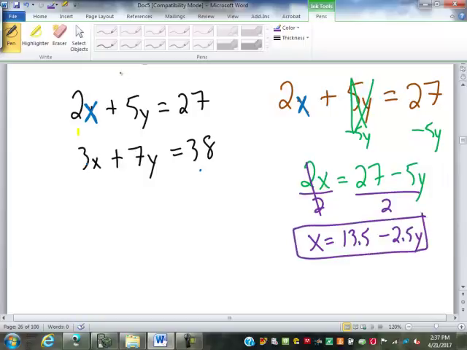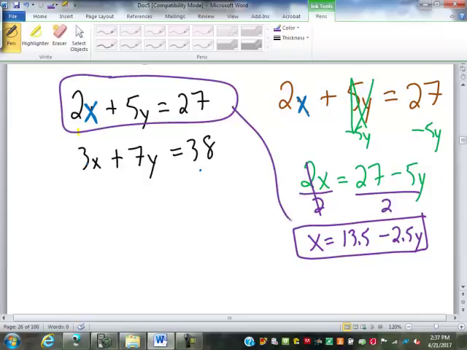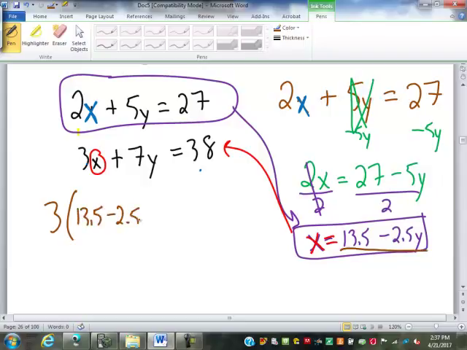So that is, remember, that's the first equation that I solved. It's important that I remember that because now I have to put it into the other equation. And I'm going to replace x because this is x equals. So I'm going to rewrite this second equation. Instead of 3x, it's going to be 3 times 13.5 minus 2.5y. I still have the plus 7y equals 38.